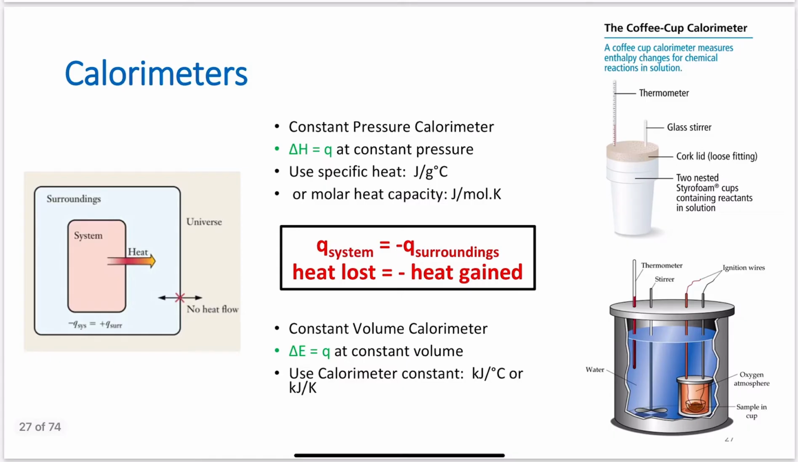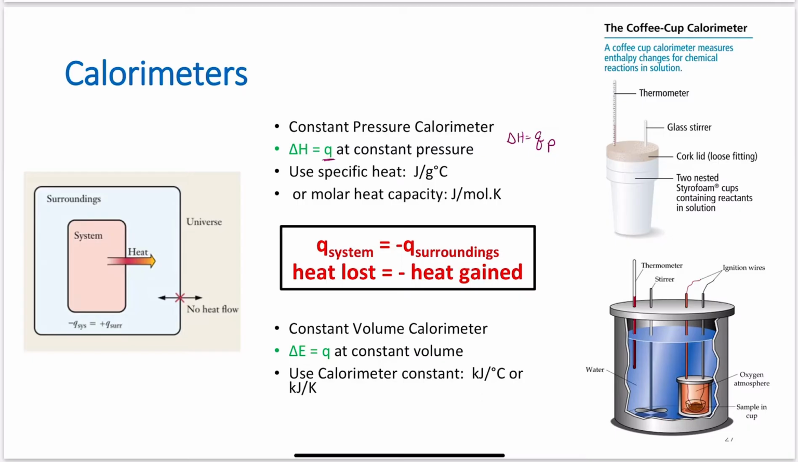Calorimeters. Again, I told you guys we have coffee cup and bomb calorimeters. So here's a slight difference between your calorimeters. Constant pressure calorimeters, delta H equals Q at constant pressure. So we can say delta H equals Q sub P. We have specific heat, joules per gram degree C, or molar heat capacity, joules per mole K.